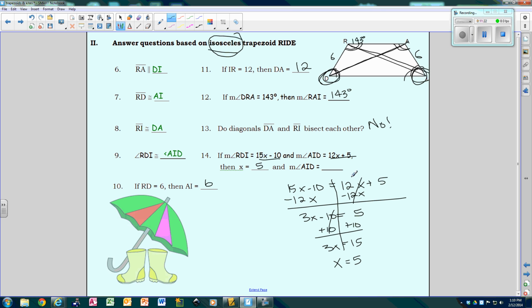Now they want to know the measure of angle AID. So all I'm going to do is just plug it in. So 12 times 5 plus 5. So that would be 60 plus 5. So 65. So AID is 65 degrees. All right. So that is some important stuff with an isosceles trapezoid.